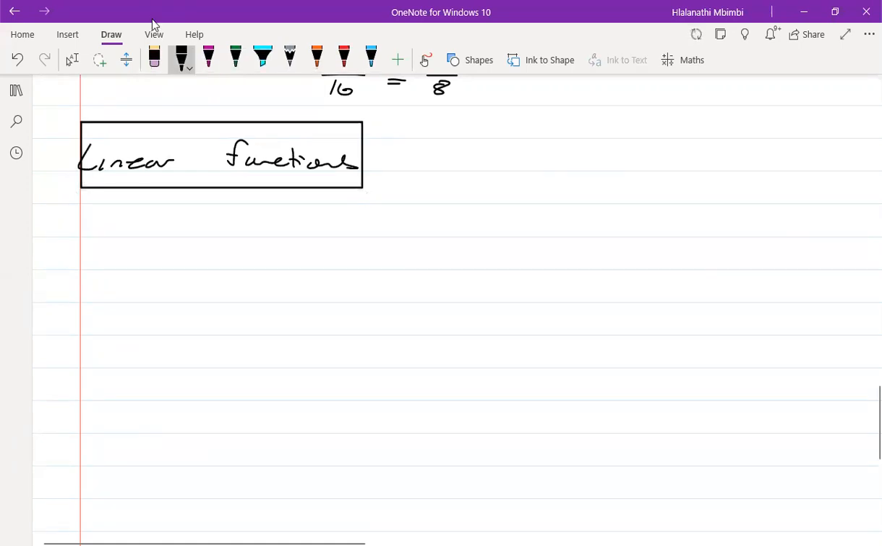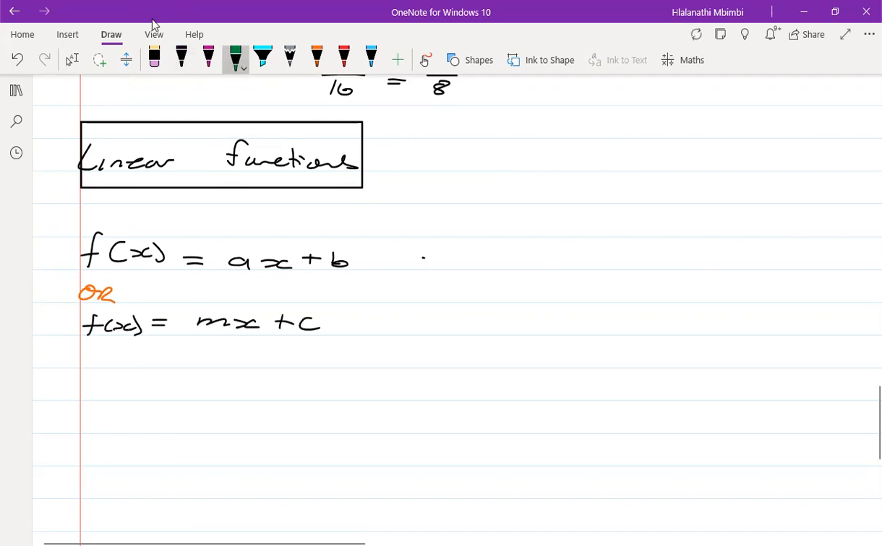So for a linear function, you have f of x is equal to ax plus b. Other people like to write it differently. They like to write it as f of x is equal to mx plus c. Now, this guy over here is our gradient. Gradient means the same idea as the magnitude of your slope. You know how steep something is?